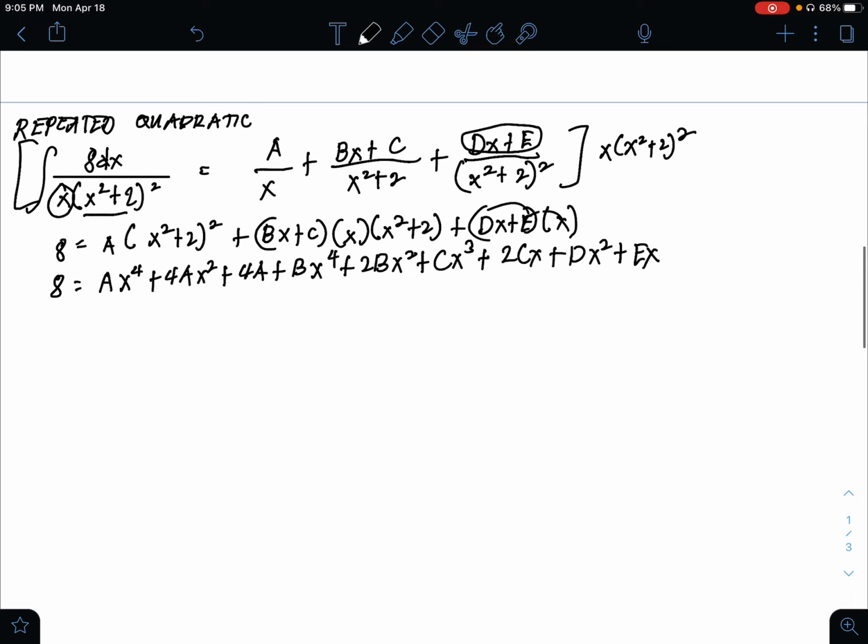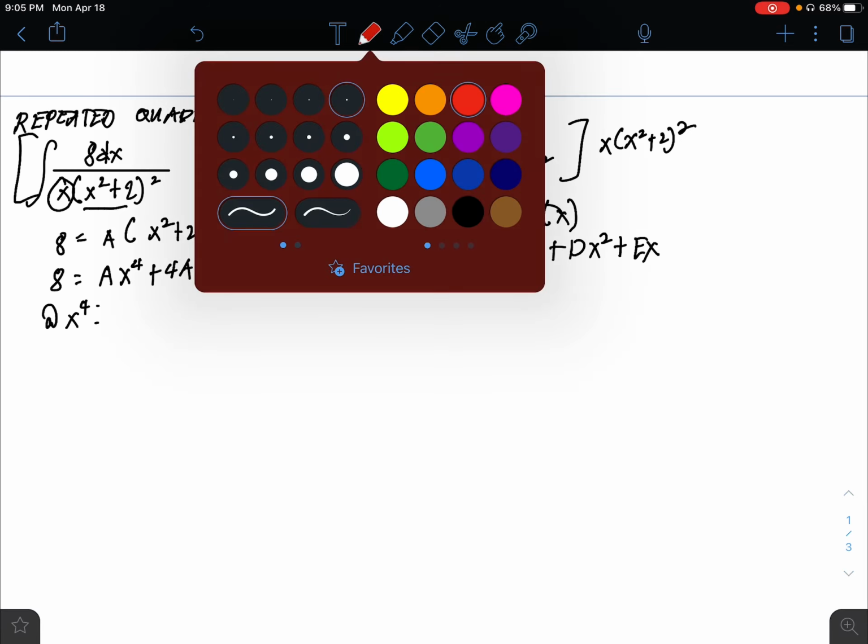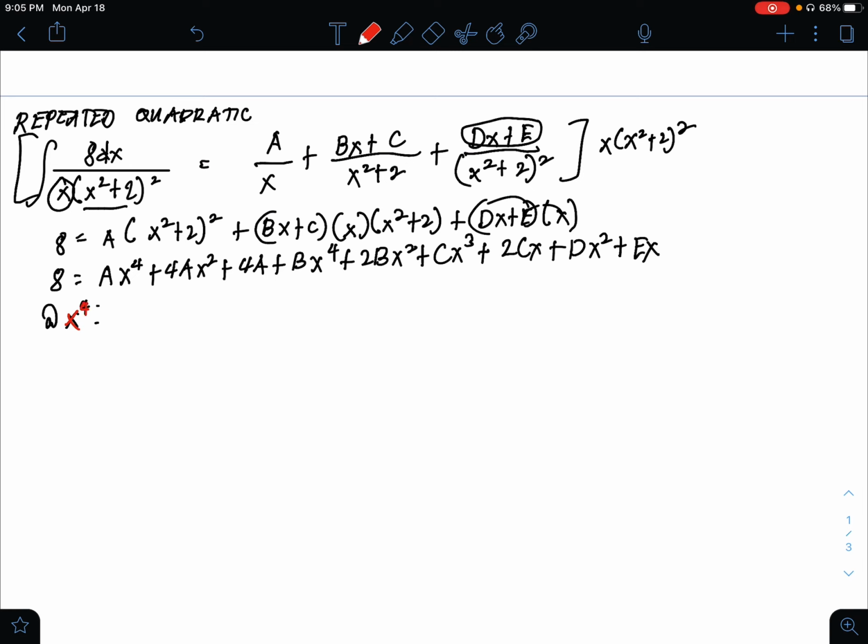Okay, so now we can start putting in values. So at x raised to the power of 4, the value on the left is 0 because there is only 8 there. Then here you have a, b, and that's it. Okay? So that's for x to the 4.